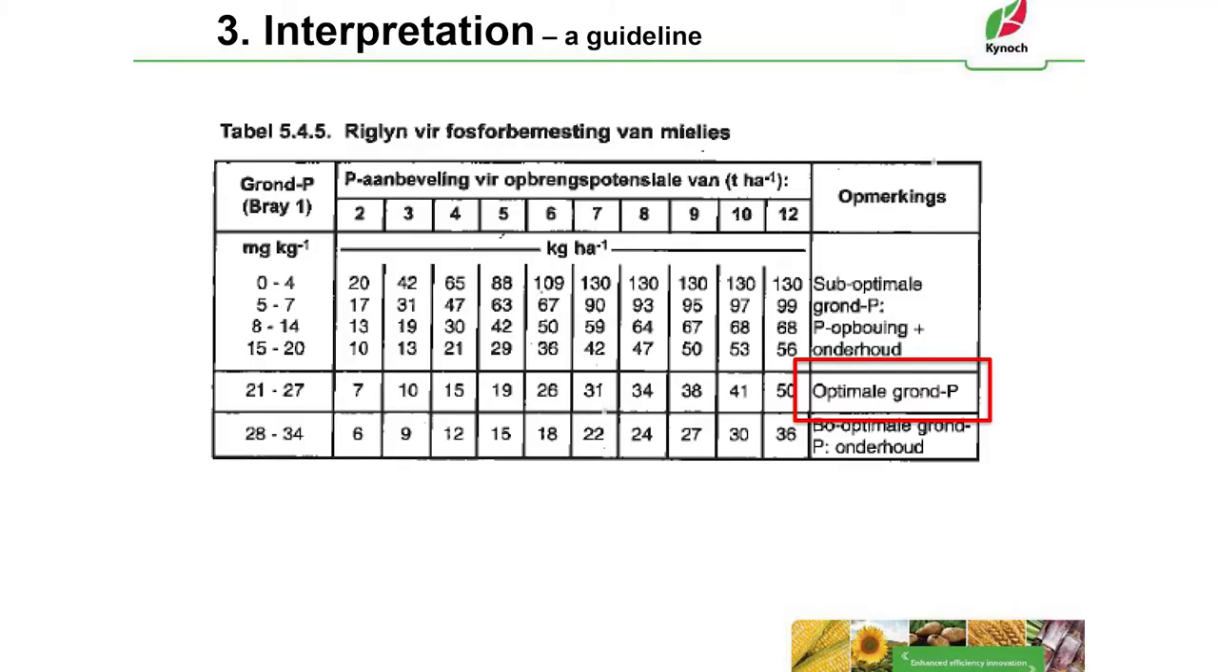Now, sorry, I must apologize for this Afrikaans one. And I used the old phosphorus guideline because I just want to illustrate the point. What you will see there is optimal soil P, and that's your threshold value. In this case, the threshold value, the optimum, is between 21 and 27. So the threshold value is more or less 24, and then it will be plus minus. That's the threshold value. So that links up with the laboratory accuracy.